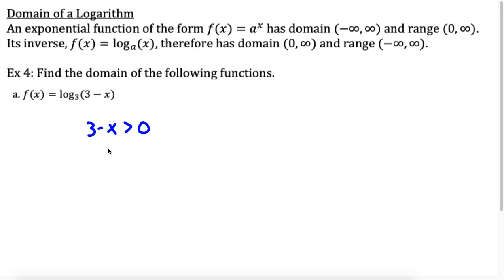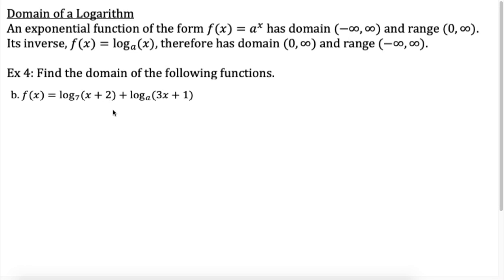To solve this, I can add the x over, and I'll get 3 is greater than x, or I could rewrite that and say x is less than 3. We want to rewrite our domain always in interval notation. So here, x is less than 3 means I want negative infinity all the way up to 3. To find the domain of a log, we are just saying whatever is on the inside has to be greater than 0.